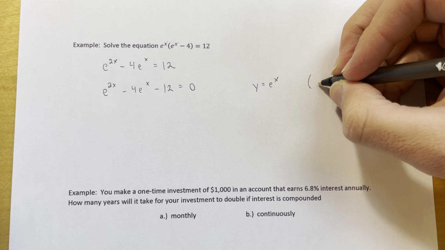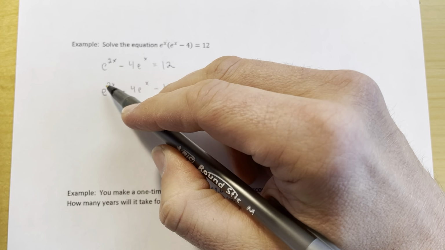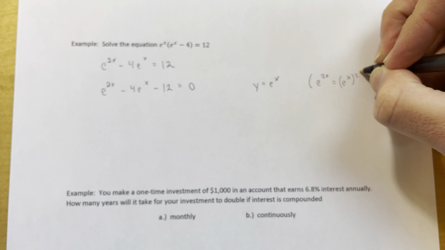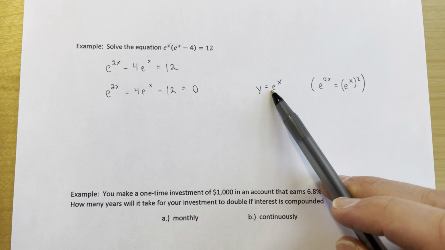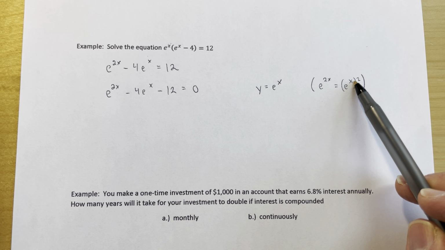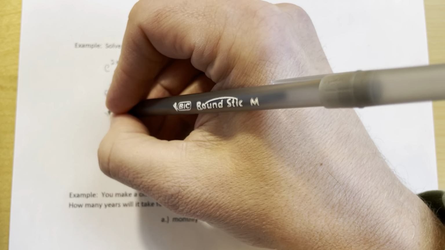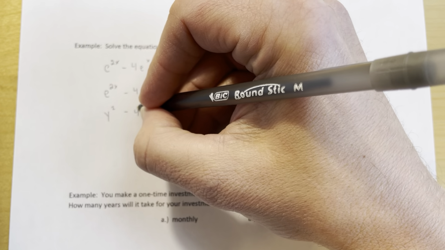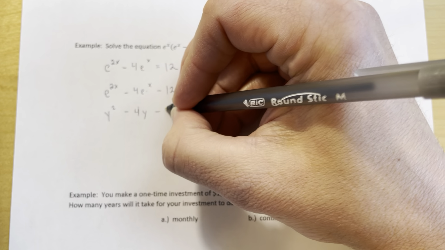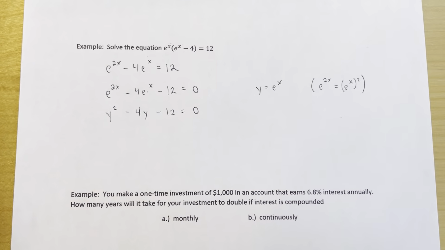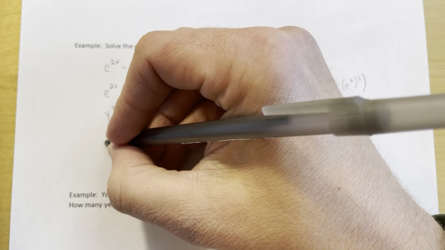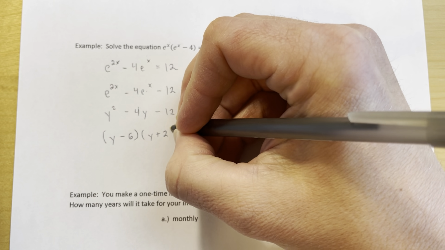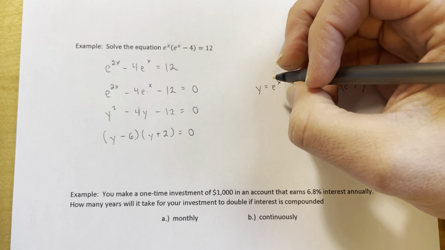Notice the e to the 2x here is the same thing as e to the x squared. And that's important because if y is equal to e to the x, I can change this thing into a y so that my first term here becomes y squared minus 4. Remember, e to the x is y, so I'm going to call it 4y minus 12 equals 0. This quadratic is factorable. It turns into (y minus 6) times (y plus 2). That's equal to 0, okay.